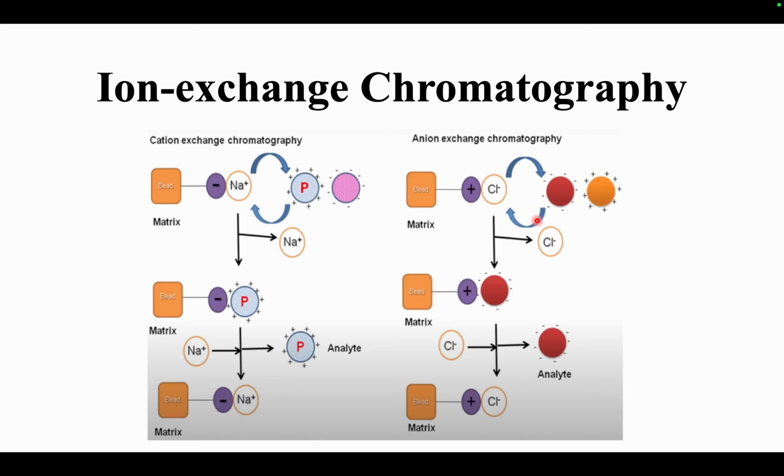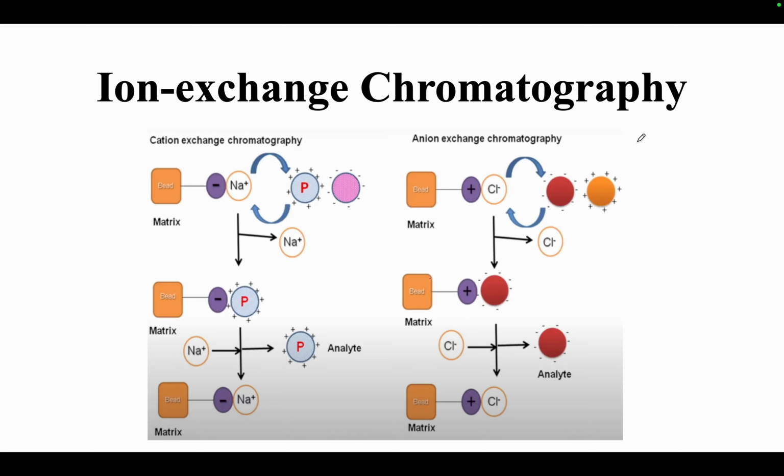if we want to separate this red protein from here, it will compete with this chloride ion, right? And the chloride ion will be excluded, and the protein of interest will get bound to the stationary phase. And so the steps in ion exchange chromatography are very simple.